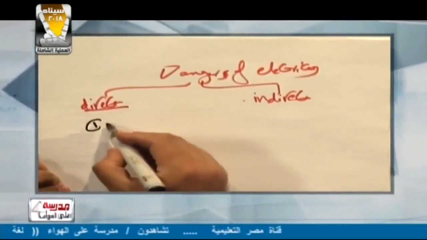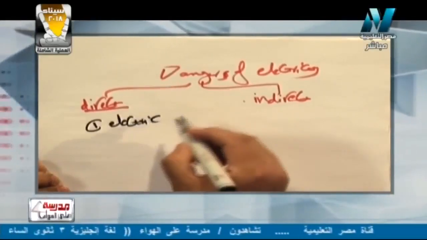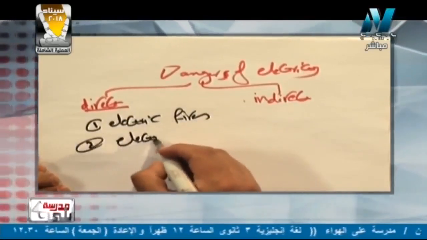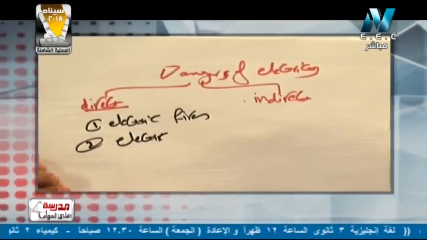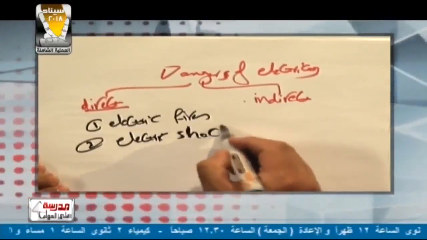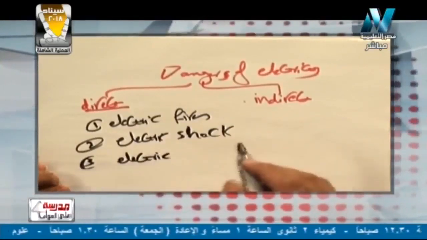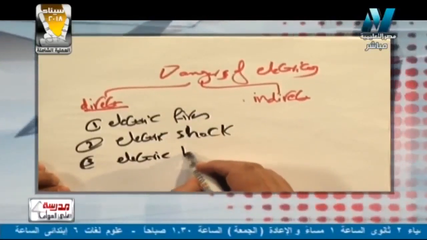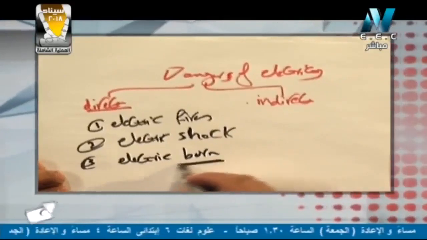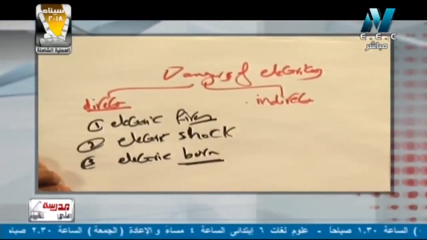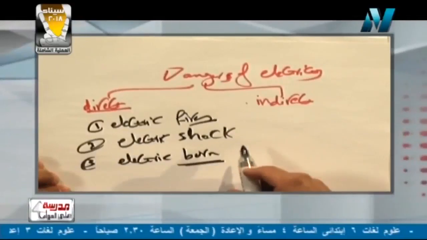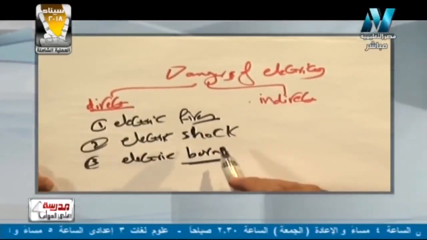Number one, electric fires. Number two, electric shock. And at last, number three, electric burn. We have studied what is meant by each one of them, and we learned the difference between electric burn and electric fire. We also studied the main reasons for each one of them.